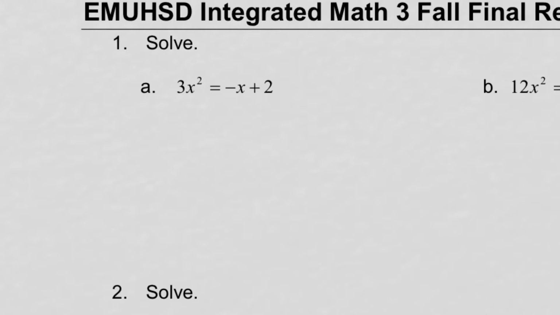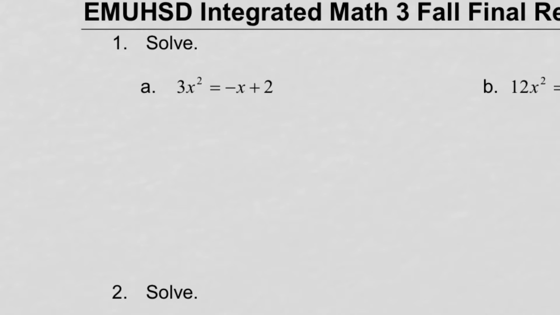Alright, number 1 says solve, and there's a part A, part B. 3x squared equals negative x plus 2. This is a quadratic equation. There's only two ways actually that we talked about of how to solve these equations, is to put it in standard form. So let's start with that.